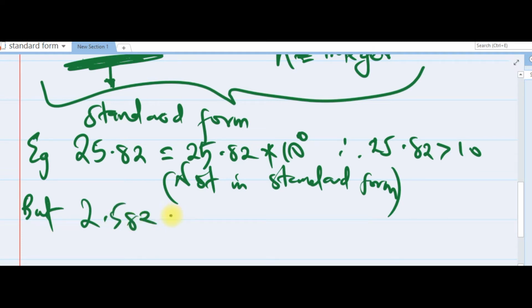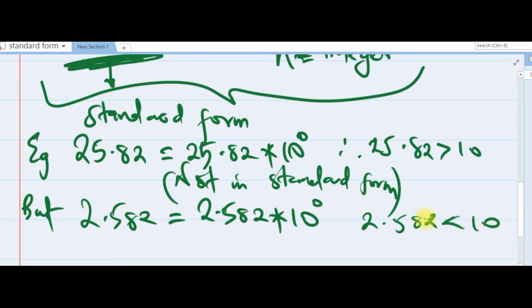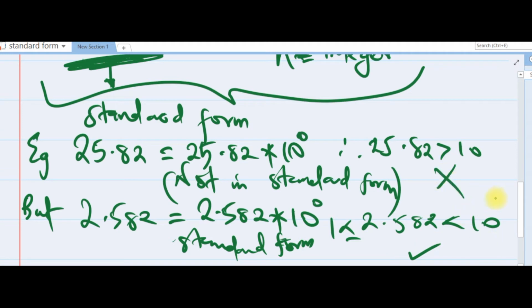But 2.582 is in standard form because you can write it as 2.582 times 10 raised to power 0, which is correct. 0 is an integer, and 2.582 is a number from 1 to 9 point something, so it's correct. So this is in standard form. Why this is not? So let's now go to conversion.